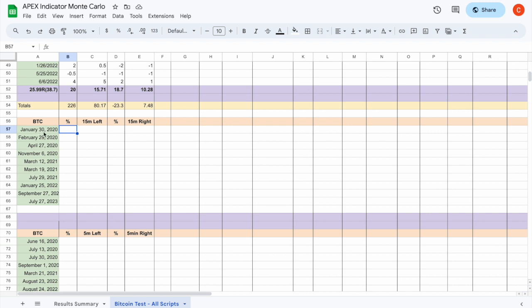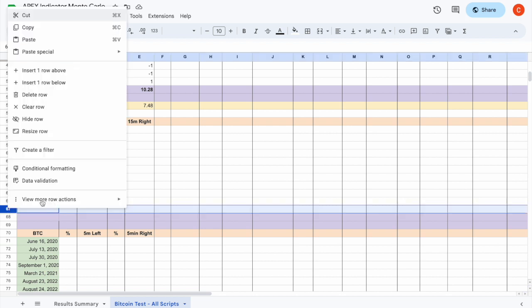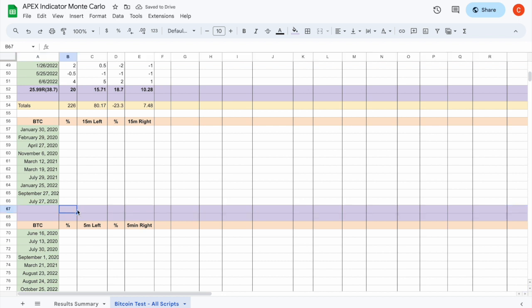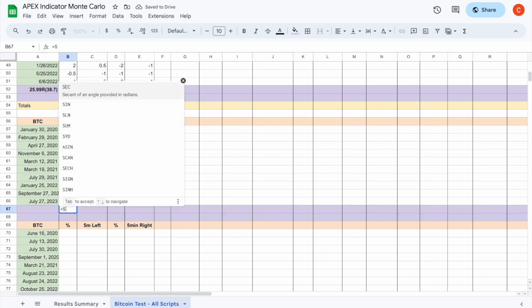So first things first, January 30th, 2020. You know what? I think I'll work backwards because I just realized that I can scroll backwards much more efficiently that way. Another thing I'm going to do is delete this, and then I'm just going to fill out the sum.